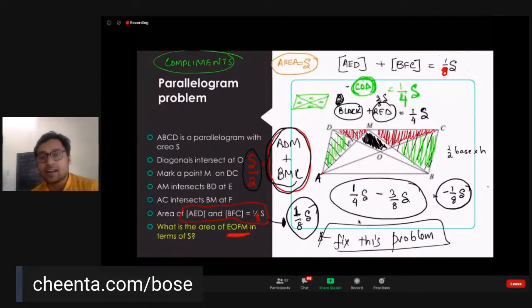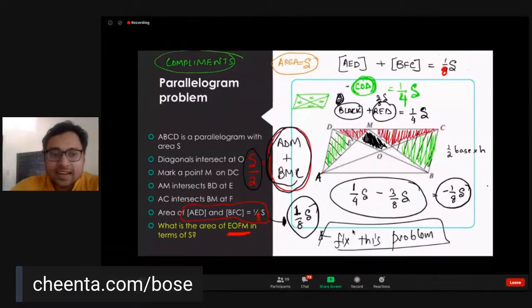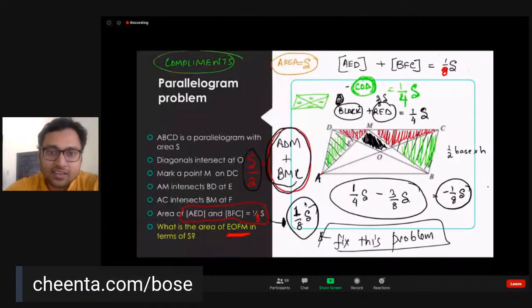So you have to think about it. Prachir is saying it is 1/4. That's not true either. Then EOFM will become 0. Maybe you have to think a little bit more. Okay. So it is not 1/8. Maybe you cannot reduce the area of AED and BFC, the sum of that. Yes, you cannot reduce that.